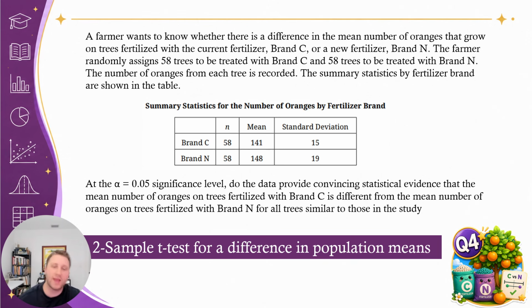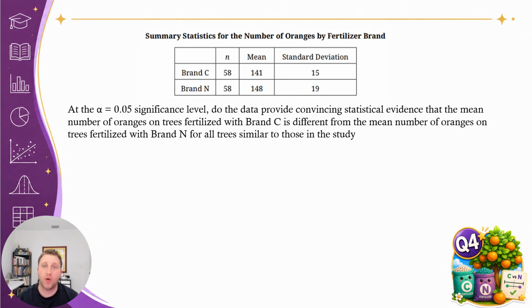So the question is asking, at the 5% significance level, do the data provide convincing statistical evidence that the average number of oranges on trees fertilized by the current brand is different from the number of oranges on trees fertilized by the new brand for all trees similar to those in the study? My students learned the state, plan, do, conclude method of writing answers to an inference procedure, and so that's exactly the method that I'm going to use to take you through these solutions. All right, so I'm going to start with the state step, but again, if your teacher taught you a different method for answering these questions, that's totally okay.